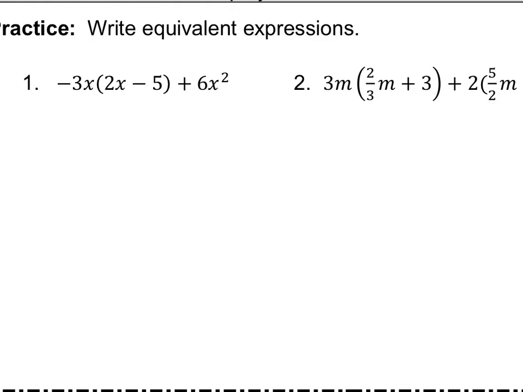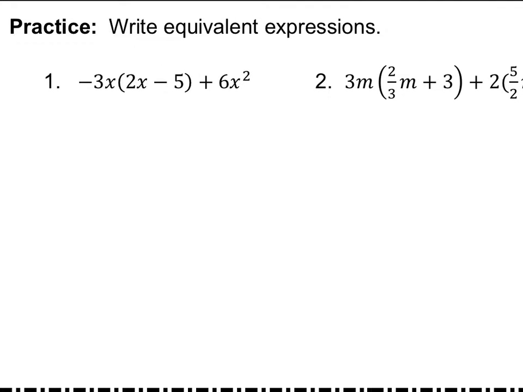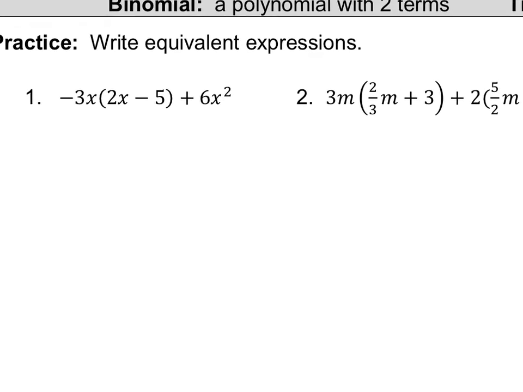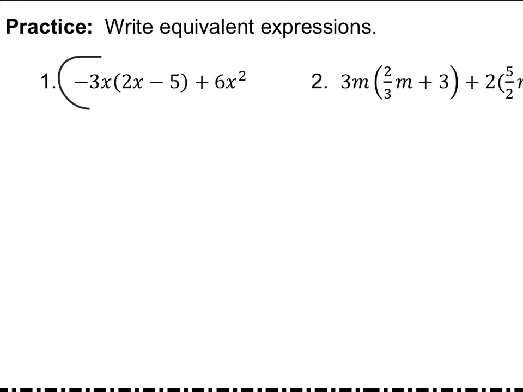On number 1, we've got negative 3x times 2x minus 5, close our parentheses, plus 6x squared. We can just distribute this negative 3x times the 2x and times the negative 5. So let's go ahead and just do that.